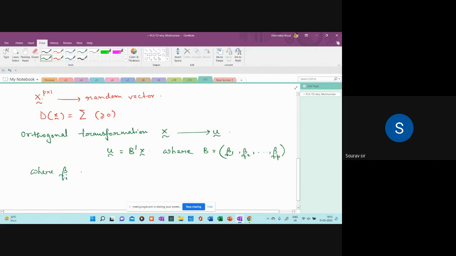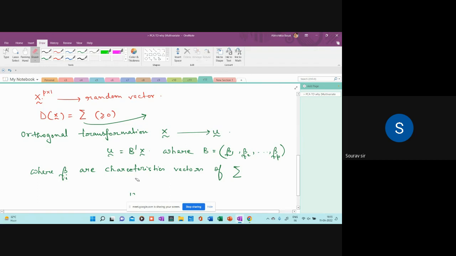the beta i curl are characteristic vectors of this sigma. So we are focusing on this. We are concerned about the characteristic roots and characteristic vectors of this matrix sigma.